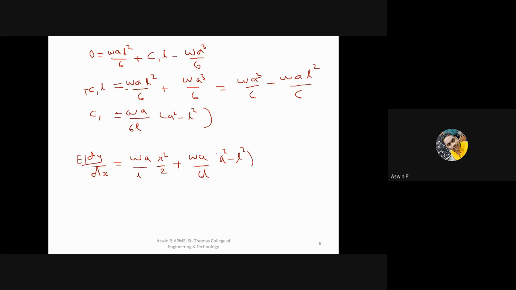Inside the bracket, the minus, W into x minus b whole square divided by 2, right? This is the equation, and this is known as the slope equation, and you can have the relation.